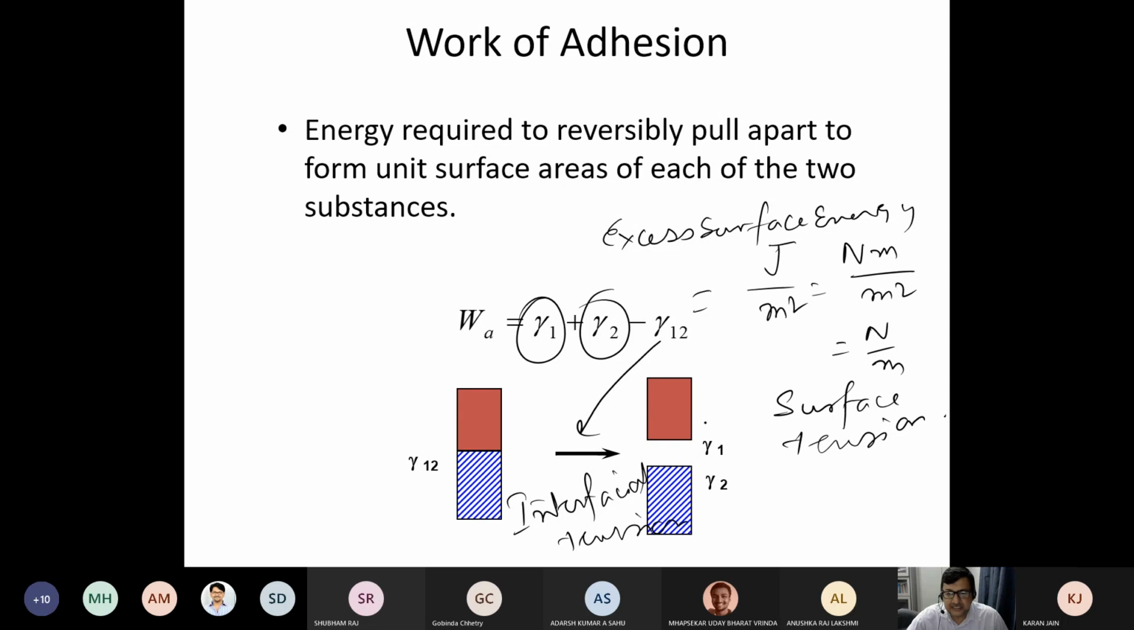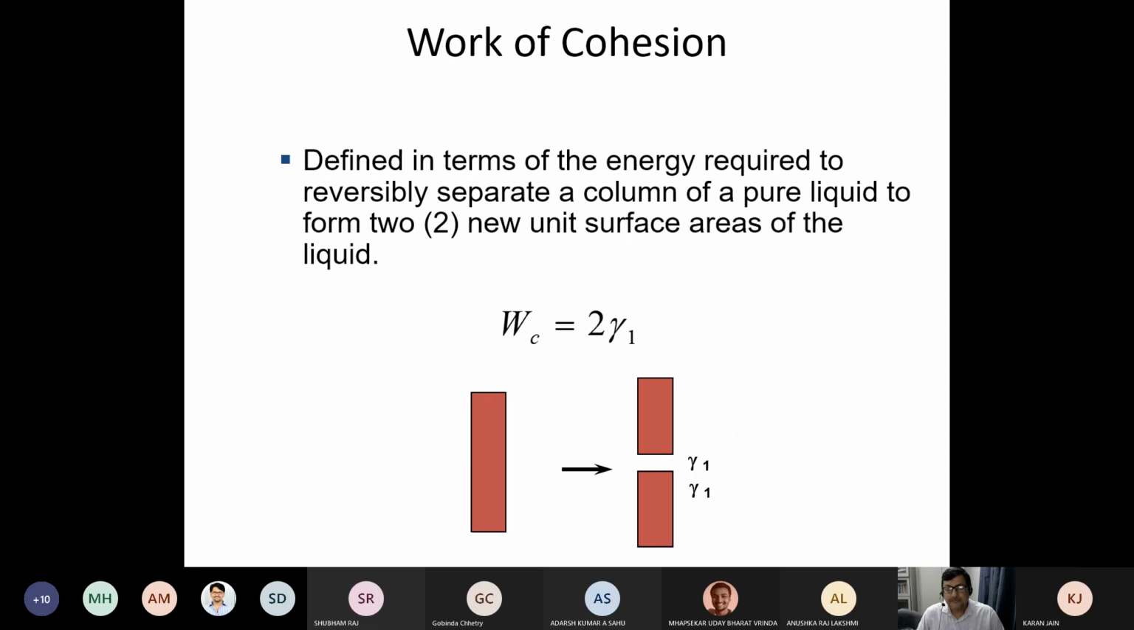When I deal with surface tension, I assume that this is in vacuum. This part is also in vacuum. Whereas when I deal with interface, I say that one is in connection with two. Okay. Now, in this situation, I have created two surfaces out of a cohesive surface.